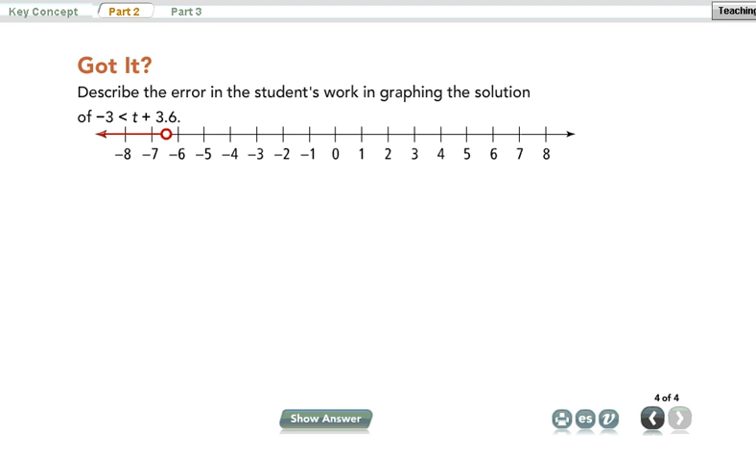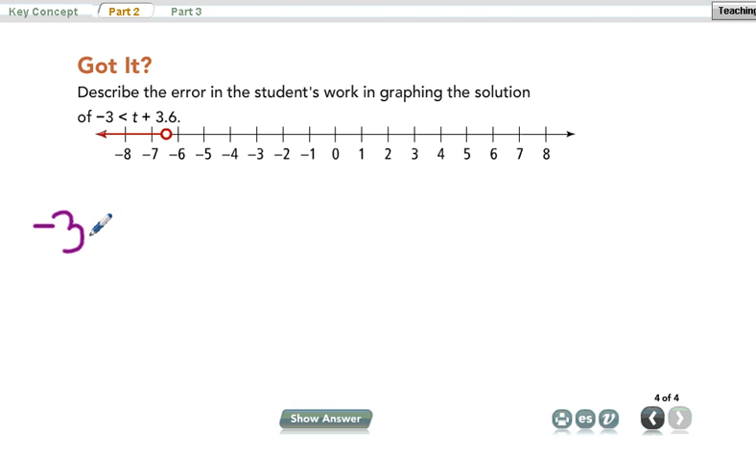Ladies and gentlemen, this is part 3 of 9.1, and there's just a little bit left to do. So you're a pro at this point. Describe the error in the student's work in graphing the solution. What did the student make the mistake of? Let's check. What should this have been?